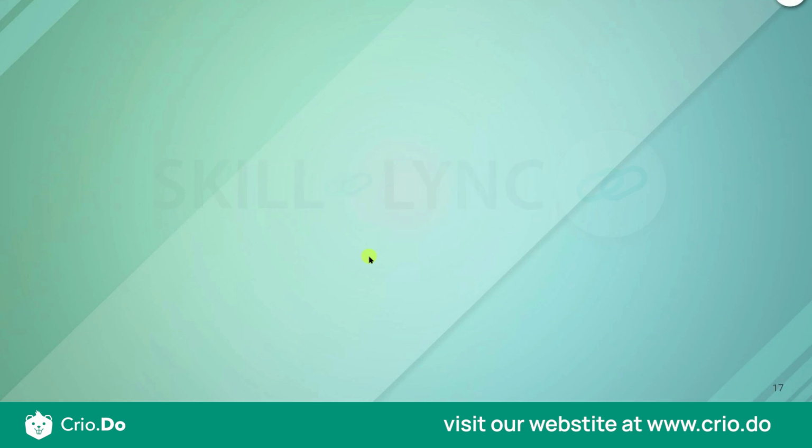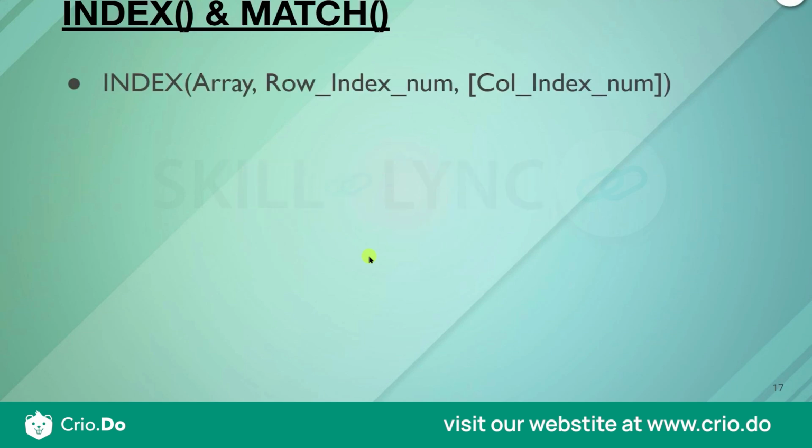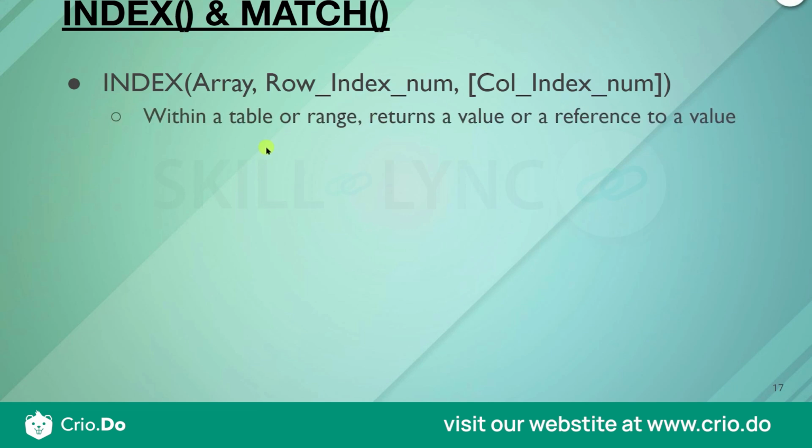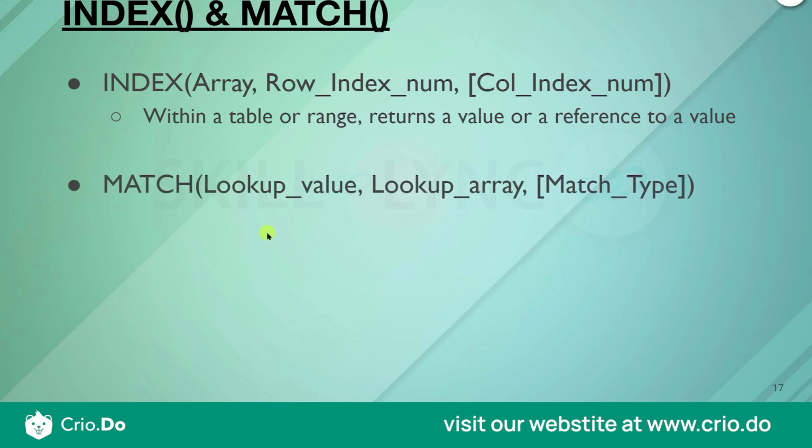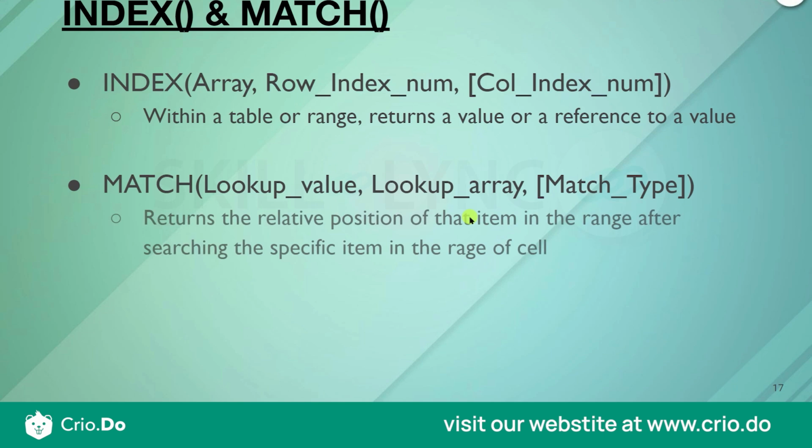Then we covered the INDEX and MATCH functions. INDEX and MATCH are an alternative to VLOOKUP and HLOOKUP. INDEX takes three arguments, that is array, row index number, and column index number. Within a table or a range, you can return a value or a reference to a value. In the MATCH function, we have three arguments: lookup value, lookup array, and match type. The match type you can decide from 1, 0, and -1. It returns the relative position of that item in the range after searching for the specific item in the range of cells.